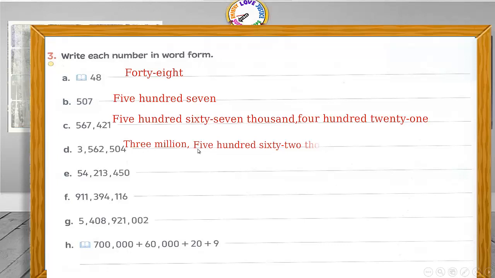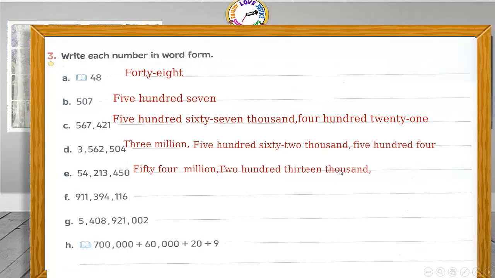500,000. 562,000. Right? As you say, 562,000. 504. Right here 504. 54 million. In the first period, 54 million. Right? 54 million. In the next period, we have 213,000. 450 in the last period, 450.